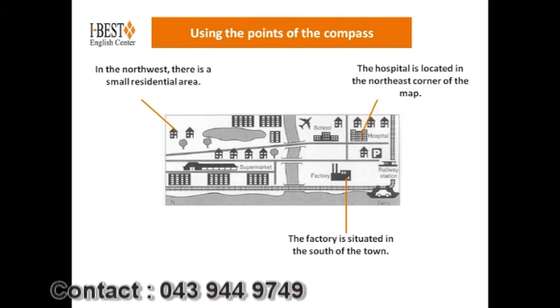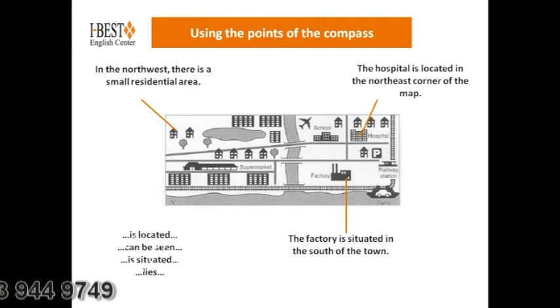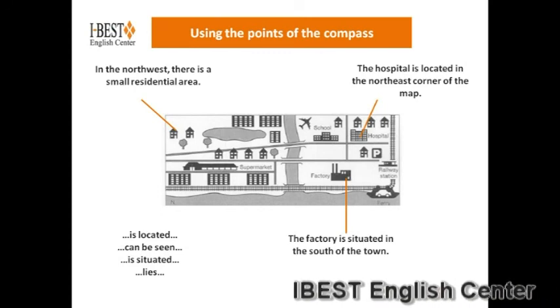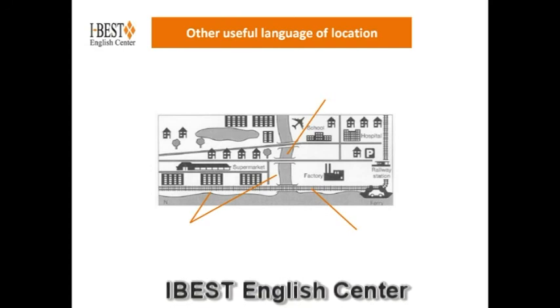It's essential that you give the examiner a range of tenses in your writing. So let's have a look at some more useful language. Is located, can be seen, is situated, lies. We do need to offer the examiner a range of vocabulary. Let's have a look at more useful language.